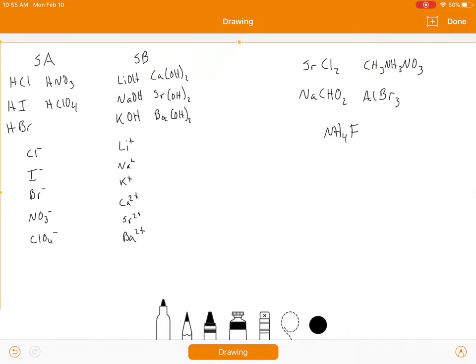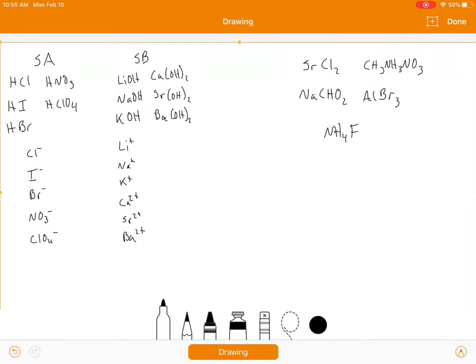So the strong acids are hydrochloric, hydroiodic, hydrobromic, nitric, and perchloric, as well as sulfuric, but I left it off because sulfuric is a diprotic acid. When we talk about the anion of the strong acid, in this case HSO4 with a minus charge is actually still an acid. So I left it off as we go through and talk about it. Strong bases are your hydroxides that include lithium, sodium, potassium, calcium, strontium, and barium.